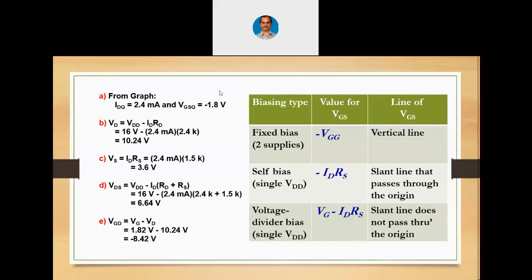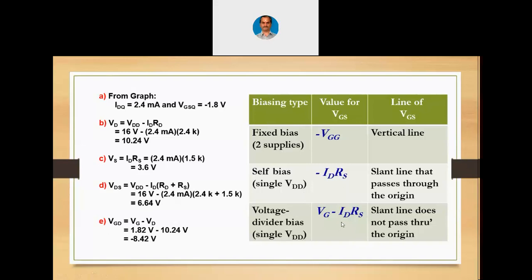Now the value for VGS in case of fixed bias is minus VGG, because we used a separate power supply for the gate and source was grounded. Now the value for VGS in case of self bias is minus ID into RS, because there was no gate bias as such. Whatever was the voltage across the source resistance, that itself was appearing in a negative way across gate to source. Source was connected to the resistance there. So here for the self bias, the line is minus ID into RS. Whereas in case of voltage divider bias, we have those two resistors and we have a distinct DC voltage given from the power supply itself at the gate. So we have this expression for the voltage divider bias line, that is VG minus ID into RS.